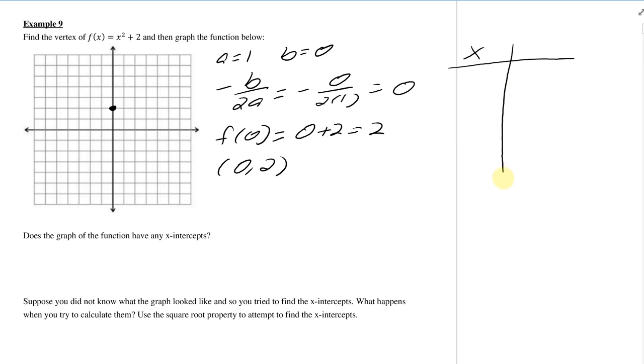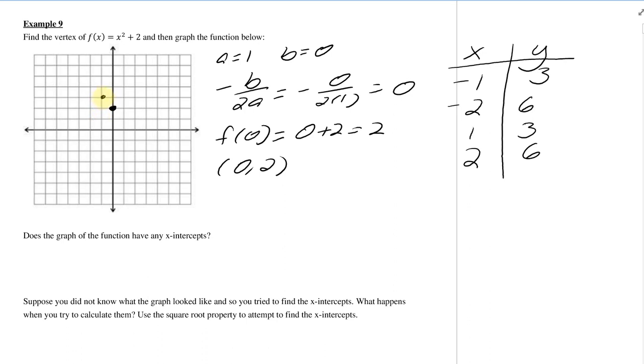Okay, so here's my x, here's my y. So 2 points to the left, this would be like negative 1 and negative 2. And 2 points to the right, this would be like 1 and 2. And if I plug those in, at 1, this will just be 1 plus 2, so this will be 3. At negative 2, this will be 4 plus 2, so this is 6, and then this will still be 3, and this will still be 6.